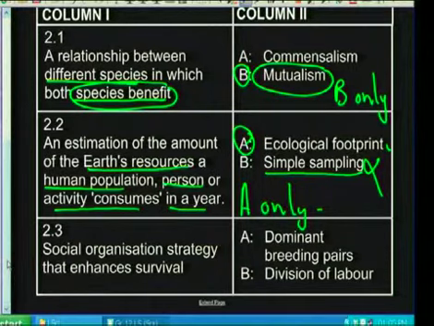Social organization strategy that enhances survival. And here we've got two options: dominant breeding pairs and division of labor. Before I attempt to answer this question, I must explain what social organization strategies are. This refers to how communities and populations establish themselves so that they live sustainably. Now, the answer there: dominant breeding pair.